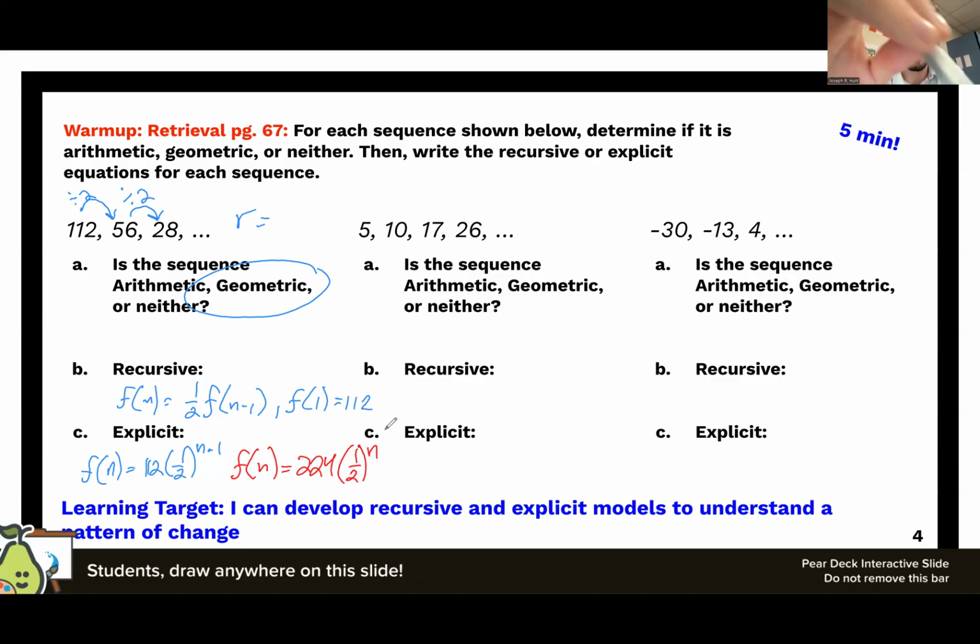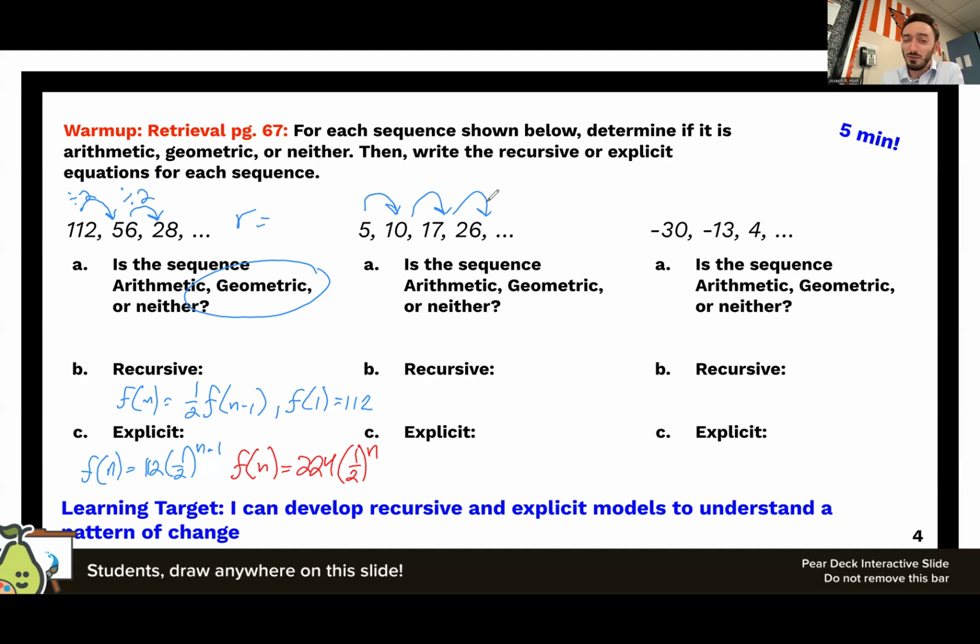Now, for this one kind of in the middle, if I go from 5 to 10, or 10 to 17, or 17 to 26, I might initially think that to go from 5 to 10, I'm multiplying by 2, which would work. But it's not going to be the same from going from 10 to 17. If I try and double 10, I get 20, not 17. So we have evidence that this is not a geometric sequence, but it could be arithmetic.